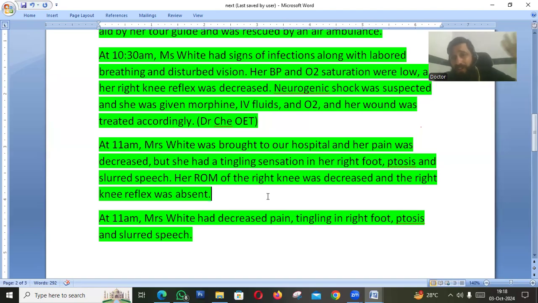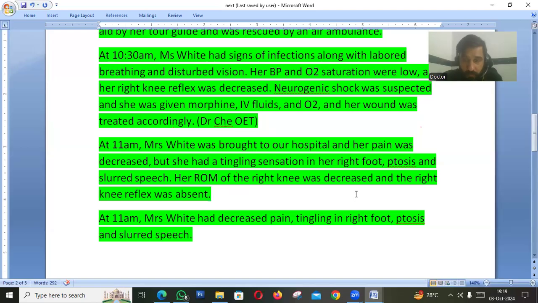So I'm saying that, okay, Dr. Che, you are the GP. Let me tell you that when she came to hospital, her pain was decreased. That is a good thing. Okay, signposting. But she had tingling sensation in the right foot and leg also, ptosis and slurred speech. Now I am showing the neurotoxic symptoms. That is why my diagnosis is neurotoxic snake bite, not just snake bite. Okay, on examination, her range of motion of right knee was decreased and the right knee reflex was absent. We can write ROM, it is a common term. You can write it.